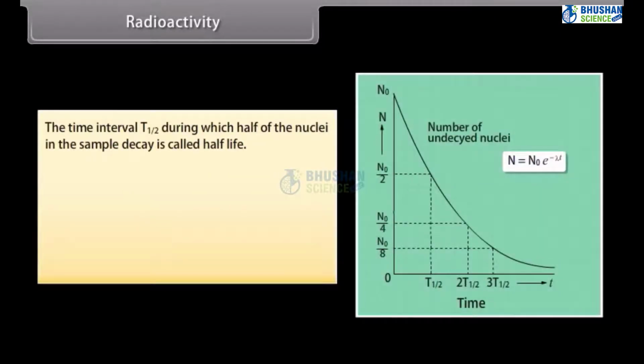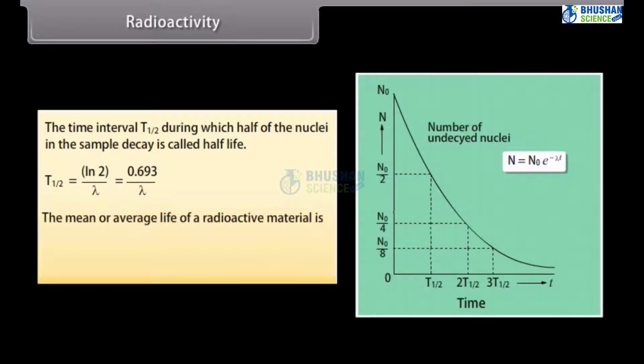Radioactivity. The time interval T-half, during which half of the nuclei in the sample decay, is called half-life. T-half = ln 2/λ, which is equal to 0.693/λ. The mean or average life of a radioactive material is τ, which is equal to 1/λ.